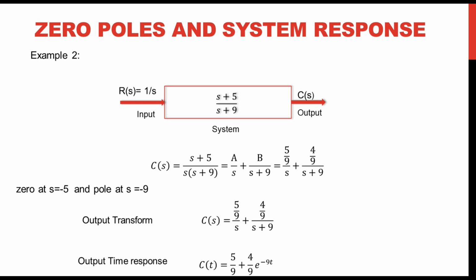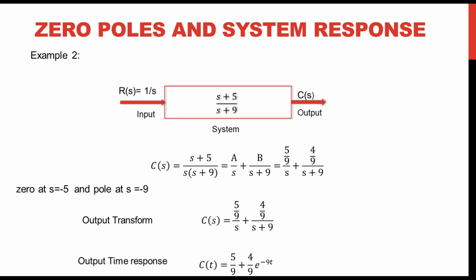The input r of s to the system is a step function whose transfer function is 1 over s, having a pole at s equals 0. If we want to determine the output transform c of s of this system, we utilize partial fractions expansion, where we use the 0 and pole values to generate the amplitude for both the forced and natural response. Taking the inverse Laplace transform of c of s produces the output time response c of t.